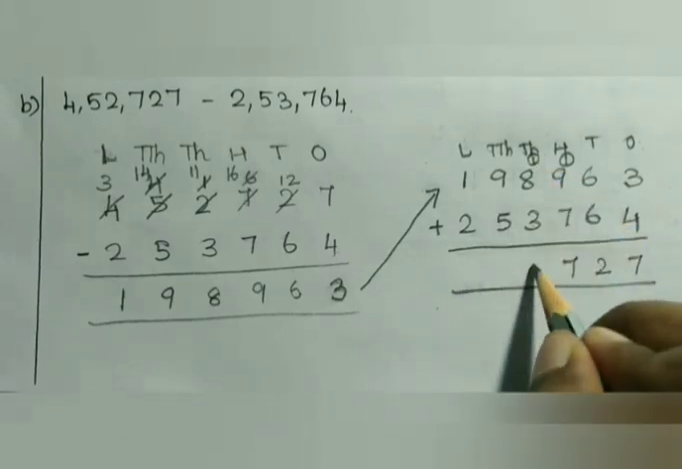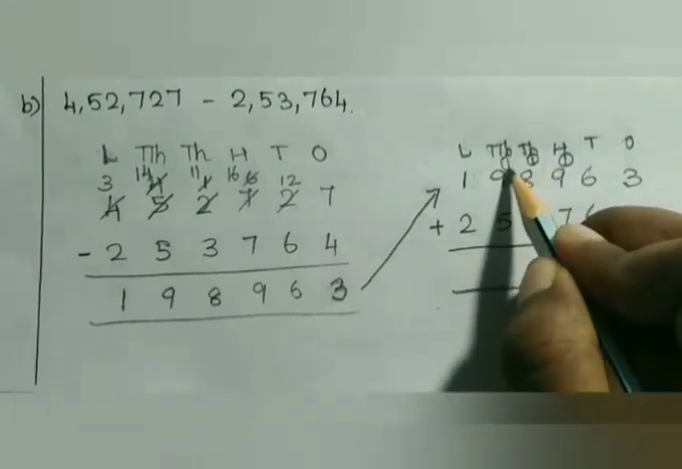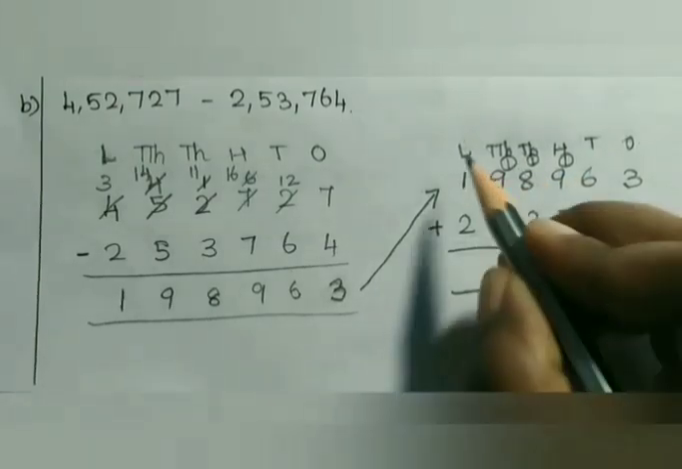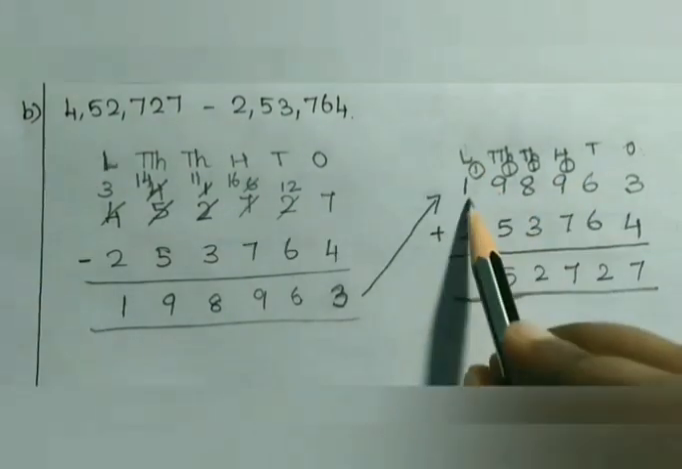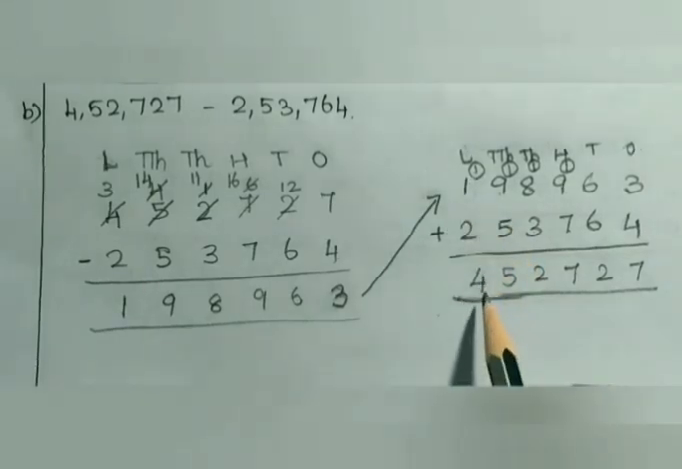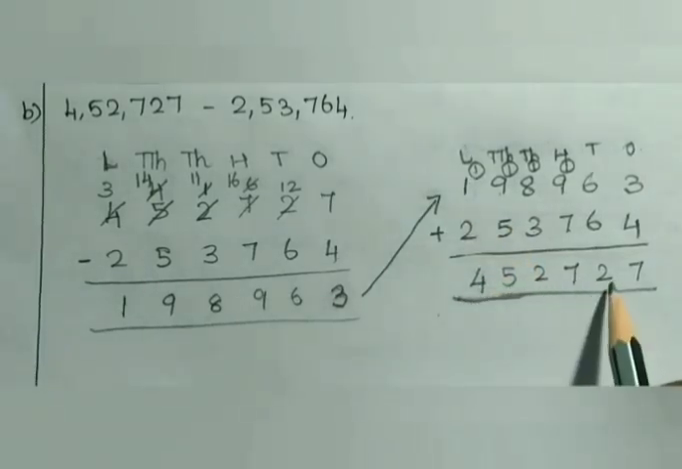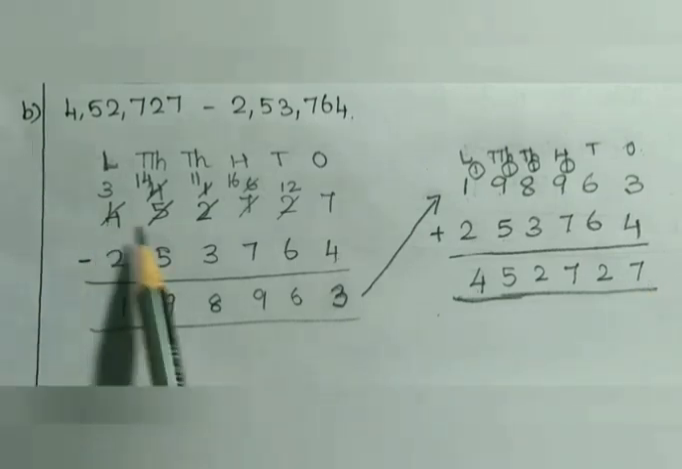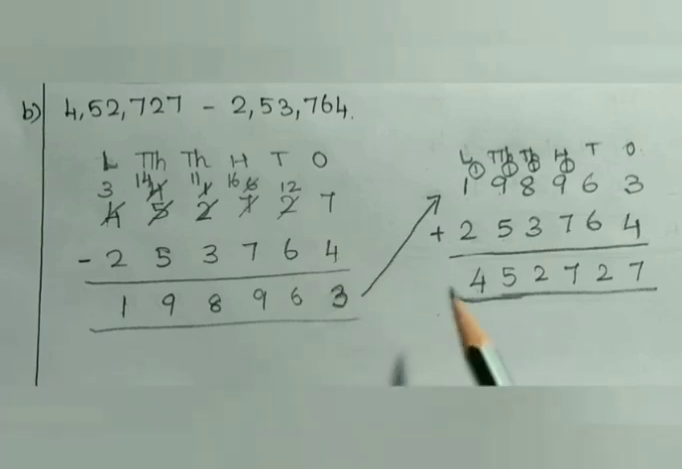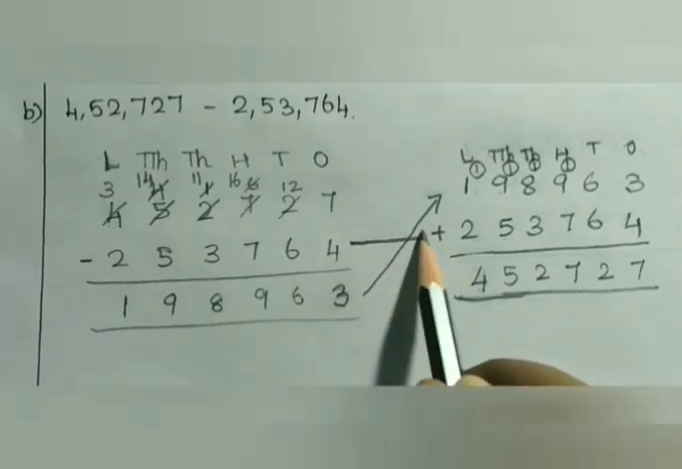Plus 1, 12. 1 to the carryover. 9 plus 5, 14. Plus 1, 15. 1 to the carryover. 1 plus 2, 3. Plus 1, 4. 4,52,727. Hence the sum is correct.